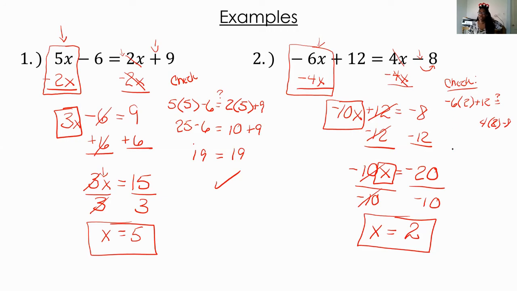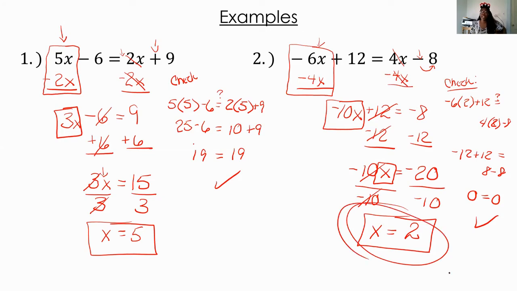So negative 6 times 2, that gives me negative 12 plus 12. And then 4 times 2 gives me 8 minus 8. So that means I have 0 equals 0. Is that a true statement? Yes, it is. So since it's a true statement, this 2 that we got for a solution does work. Okay?